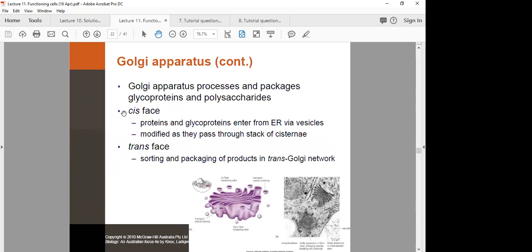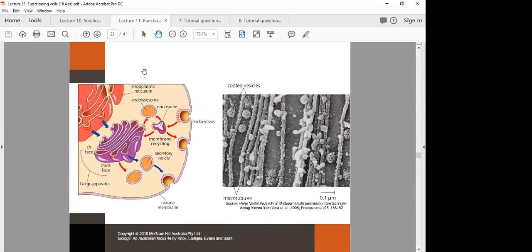We've looked at the cis face or the receiving side of the Golgi, and here we have proteins and glycoproteins and so on entering from the endoplasmic reticulum via those little vesicles. Then the molecules are modified as they pass through the cisternae of the Golgi. At the trans face, this is where the products are sorted, packaged, and then released once again via these vesicles. All right, let's look at that together.